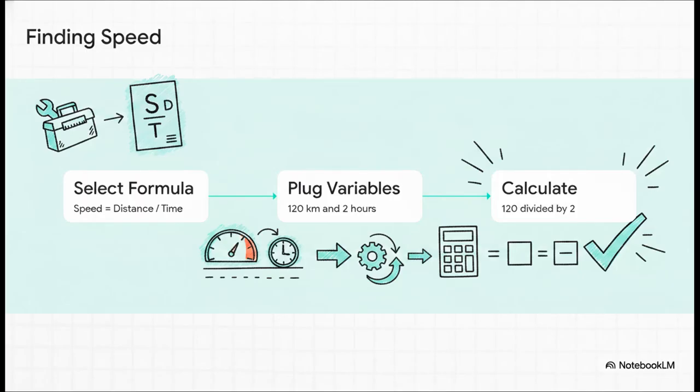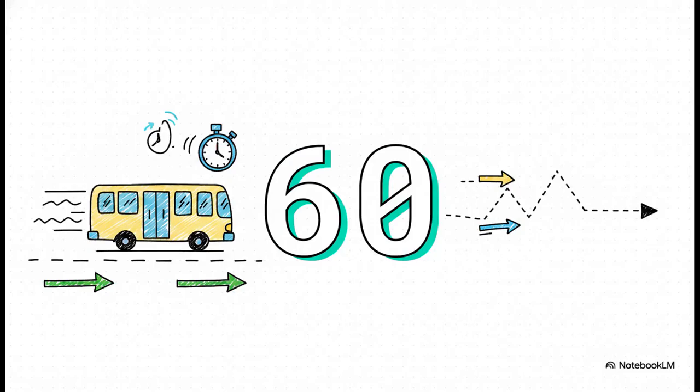Okay, let's walk through the exact steps to solve this together. Step 1 is choosing the right tool from our toolkit. Since we want to find how fast we're going, we select the formula speed equals distance divided by time. Step 2, we plug in our known variables. We know the distance is 120 kilometers and the time is 2 hours. Step 3 is just the calculation itself. We simply divide 120 by 2. Notice how perfectly the magic formula just fixes the puzzle for us. And the big reveal, it's 60. Answer B, 60 kilometers per hour.